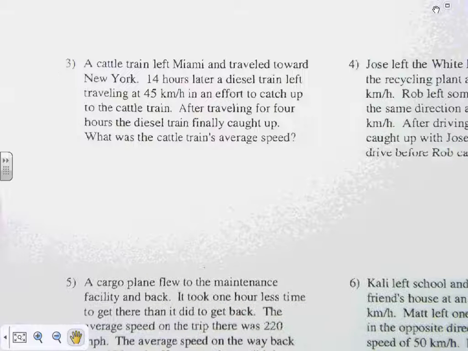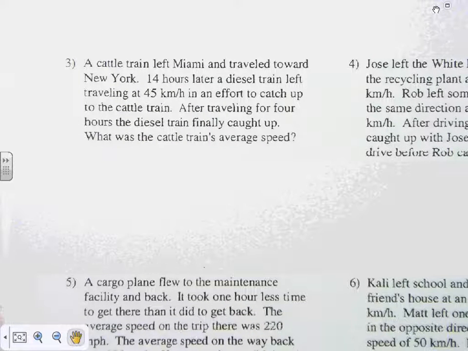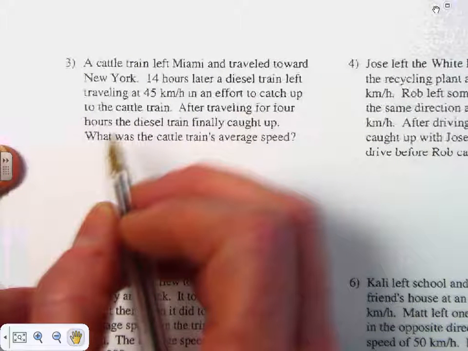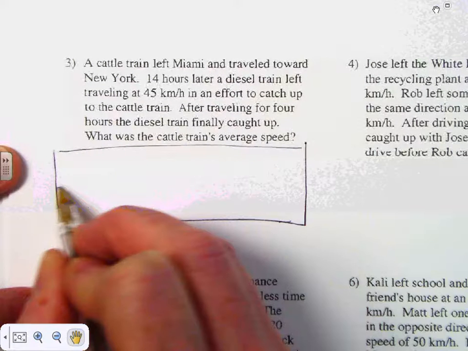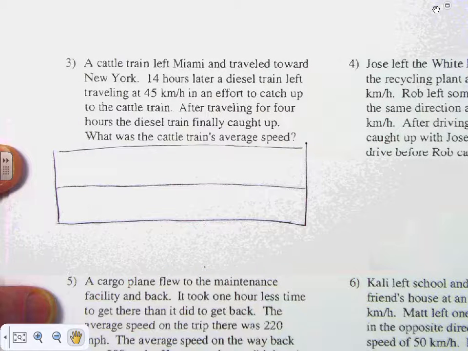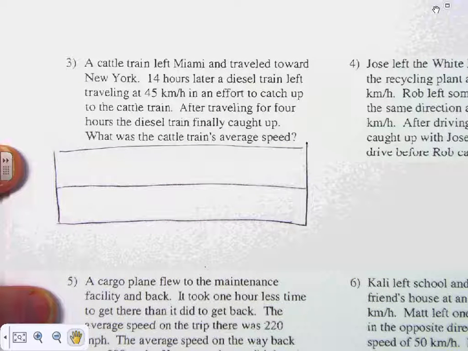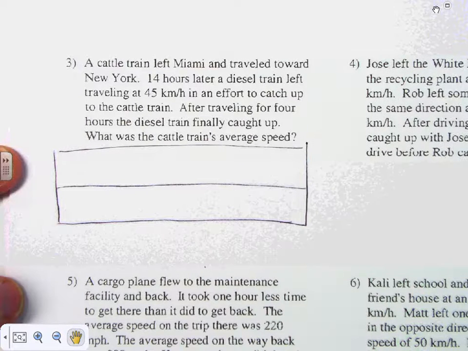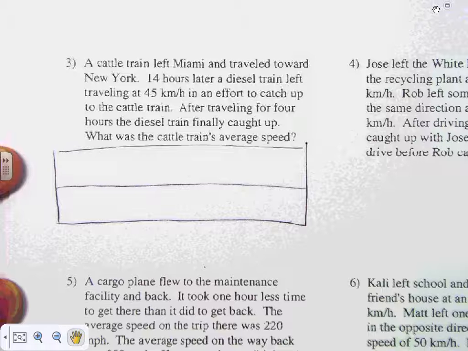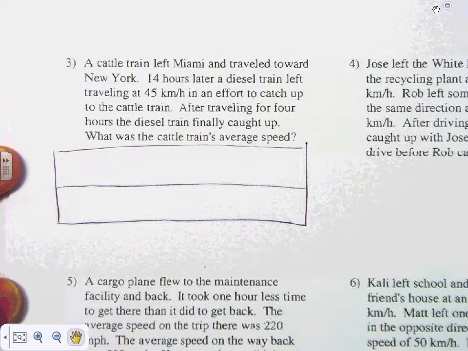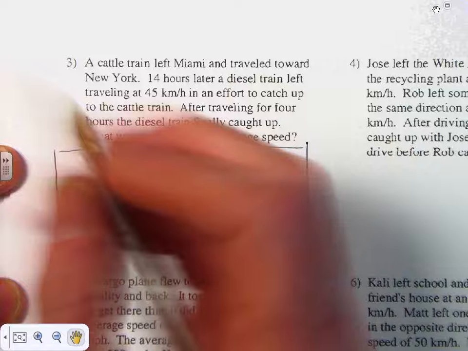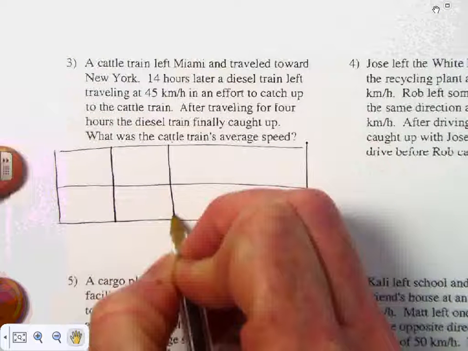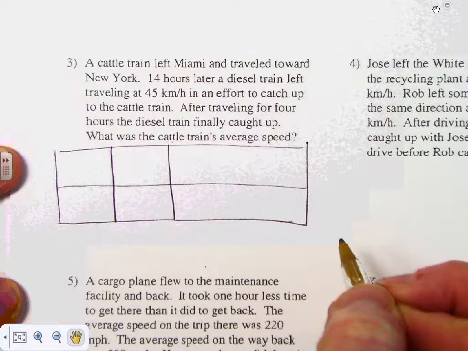All right. We're going to build a table. Read the problem. What kind of problem is it? It's a distance problem, so let's build us a table. You will be able to do your work on this sheet of paper. You probably don't need any notebook paper today. A cattle train left from Miami and traveled towards New York. 14 hours later, a diesel train left and traveled at 45 kilometers an hour, trying to catch up to the cattle train. I can't read for very long, or I forget what I'm doing. So right now, I know I have a cattle train and a diesel train, and I'm writing that down before I forget.